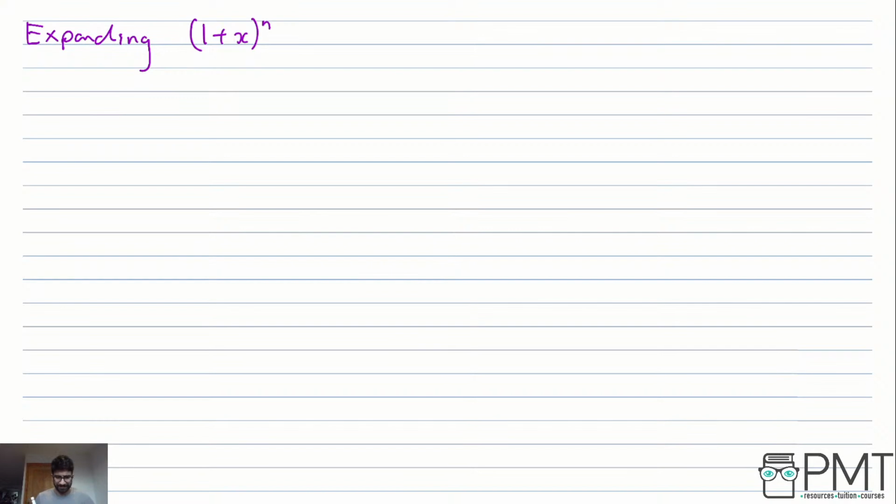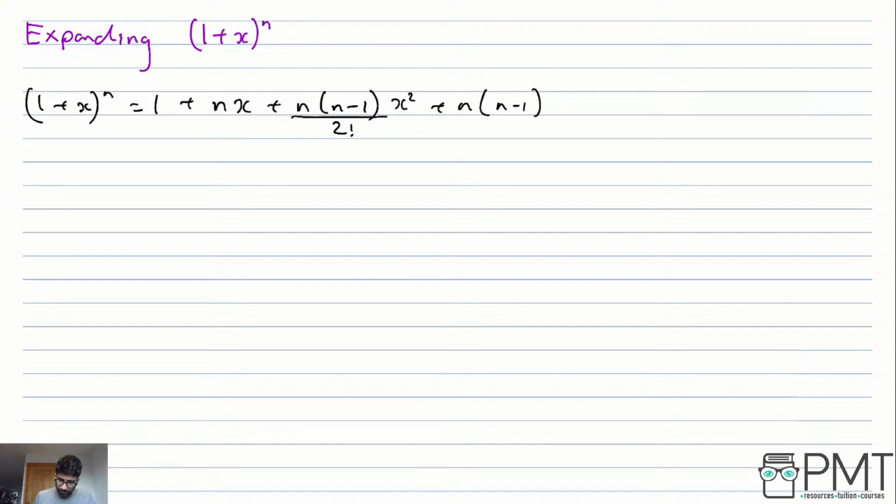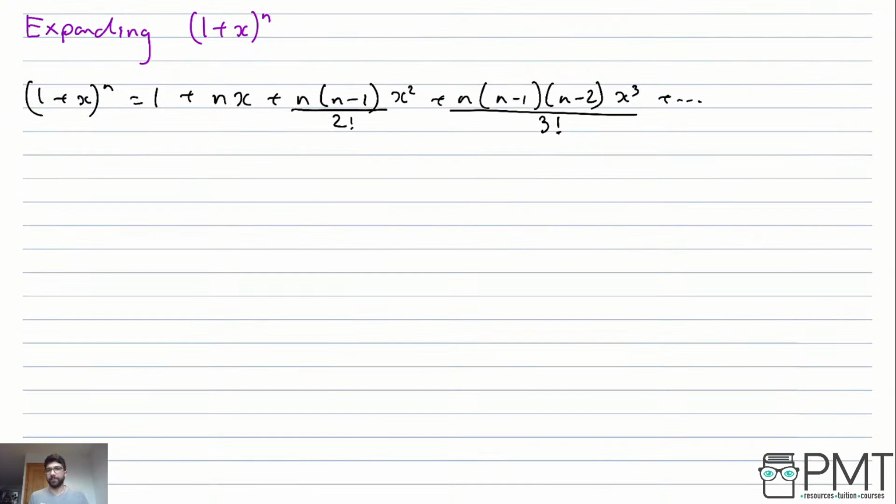Is this A2? Yes, this bit is A2. So if you have 1 plus x to the n, we have got this expansion. Let's write this. We start with 1, and then we have got nx, plus n minus 1 x squared divided by 2 factorial, plus n minus 1, n minus 2, x cubed over 3 factorial, and you can see that this will keep going on.